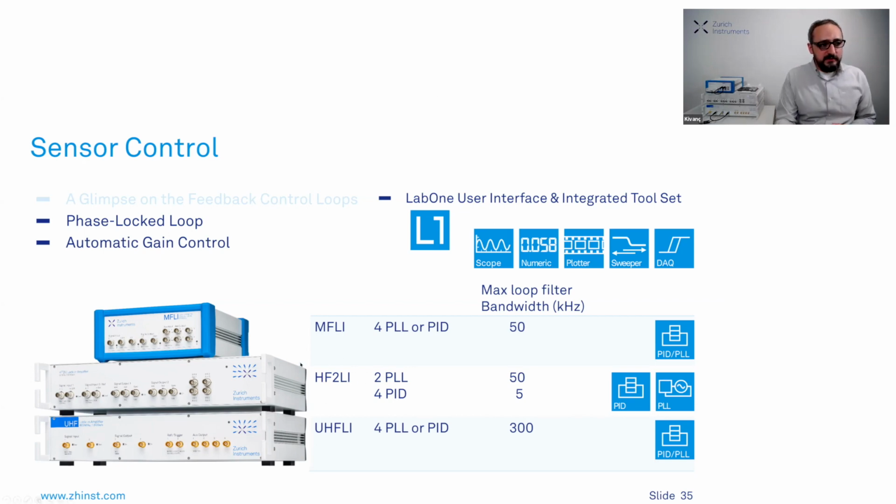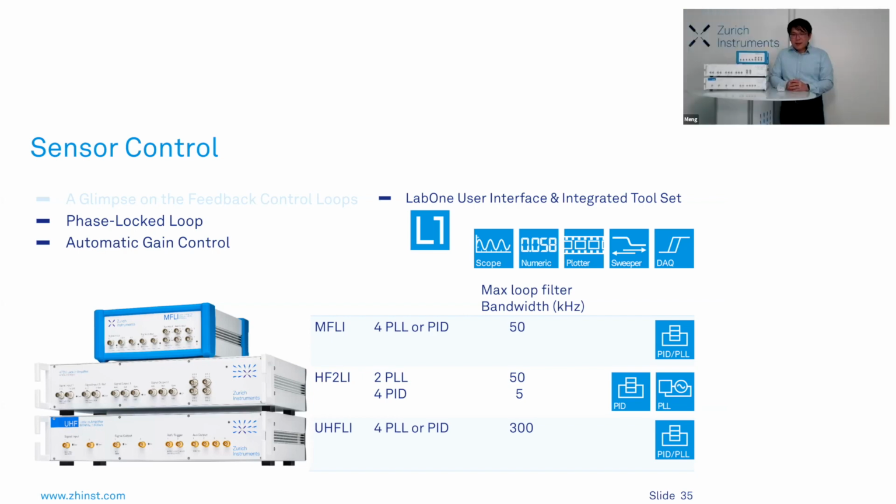HF2LI is a bit different. It comes as 2 separate options, 2 PLL and 4 PIDs, and their maximum filter bandwidth varies a little bit. So this is basically a difference between different devices, but for most of the tasks, for example, for this roughly 1.8 megahertz oscillator, all would do the job. Okay, that clearly answers the question, I believe.